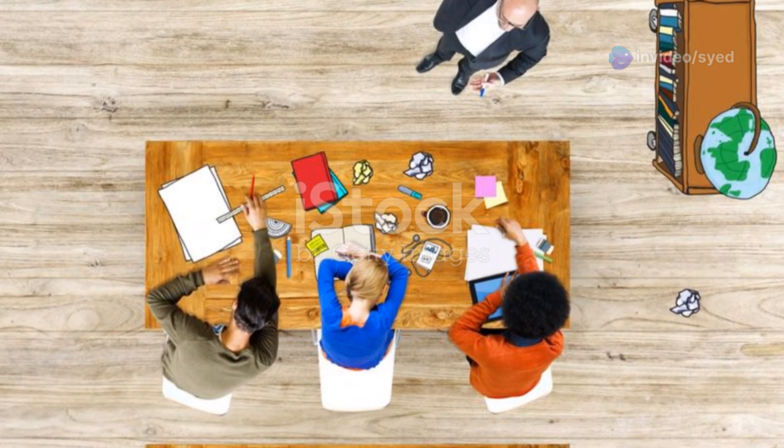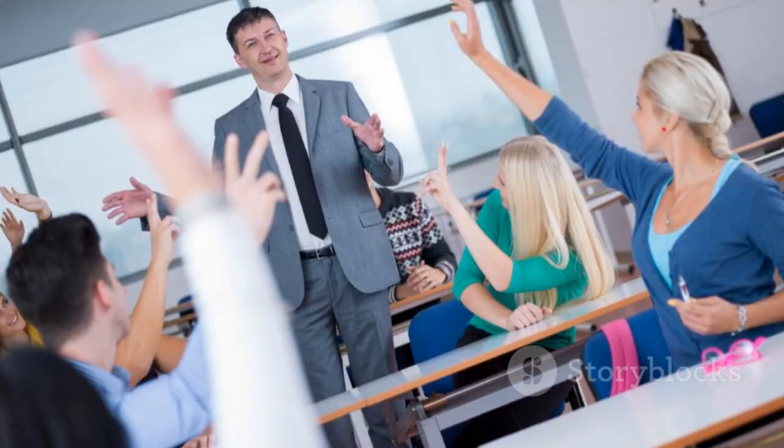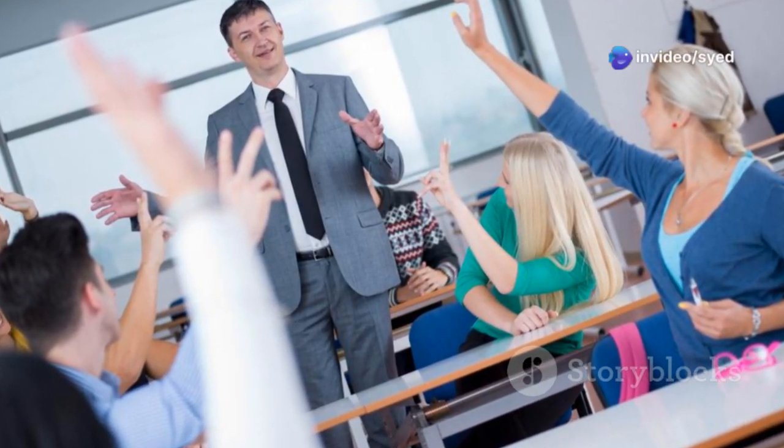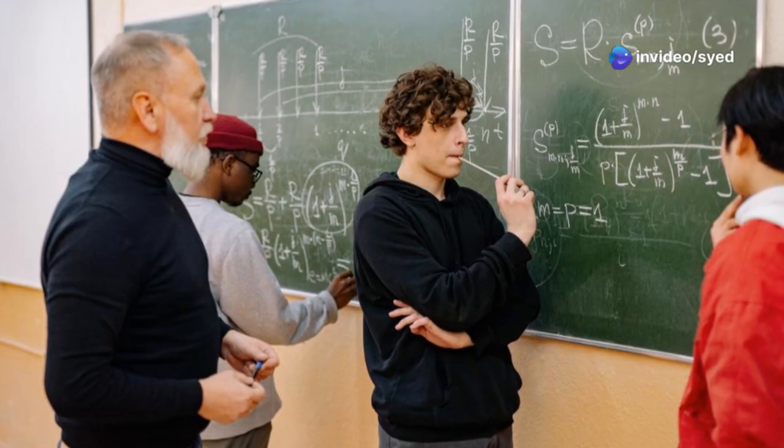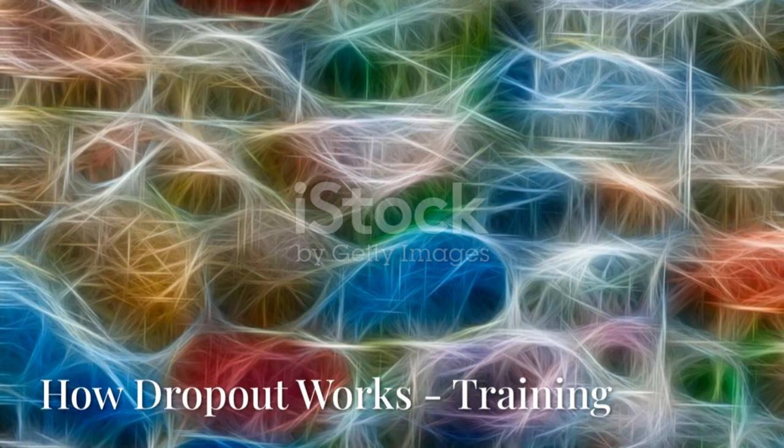To better understand, let's compare a neural network using dropout to a group study session where different students, or neurons, are randomly asked to leave the room during each session. The remaining students must still work together to solve problems, which strengthens each person's understanding of the material.